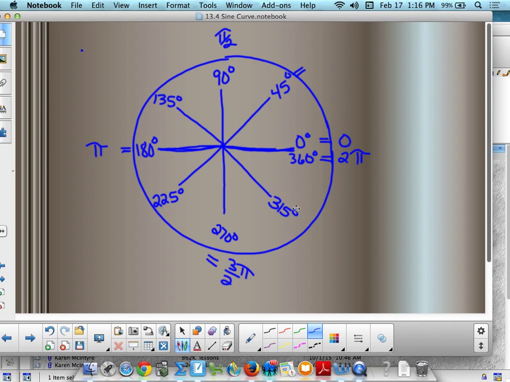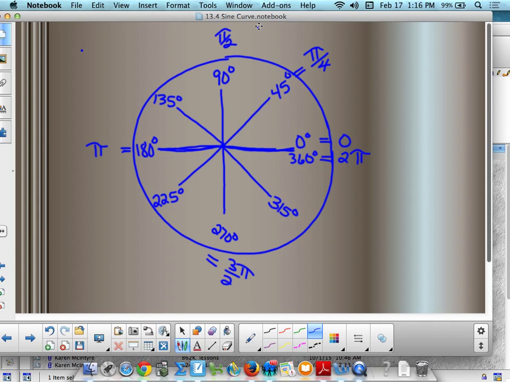Now let's do radians. Well, okay, 45. How many 45s fit into a 180? 4. 1, 2, 3, 4. So 45 is 1/4 of a half a circle. When it comes to radians, how are you going to write that? Pi over 4. 1/4 of pi is pi over 4. So you have 1/4 pi right there.